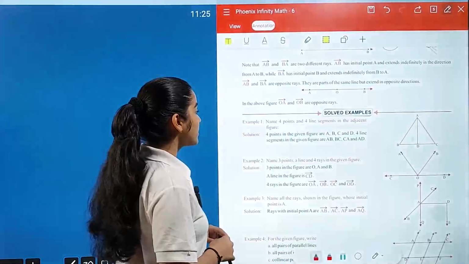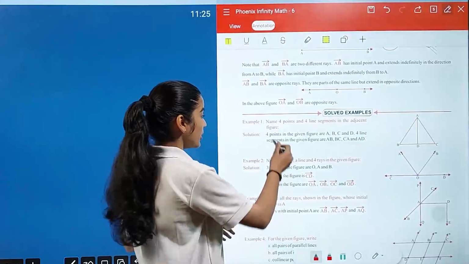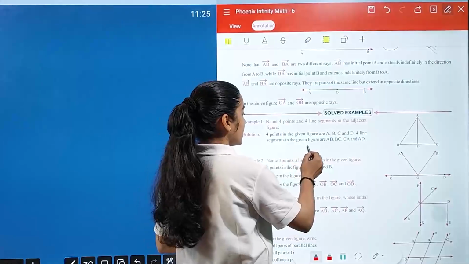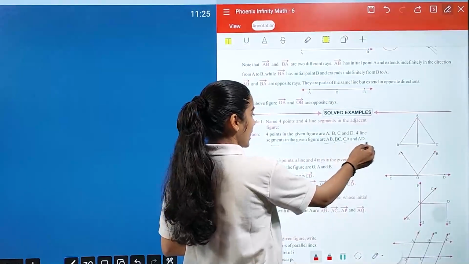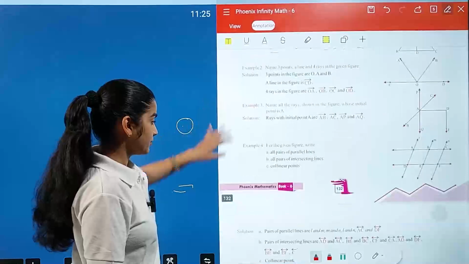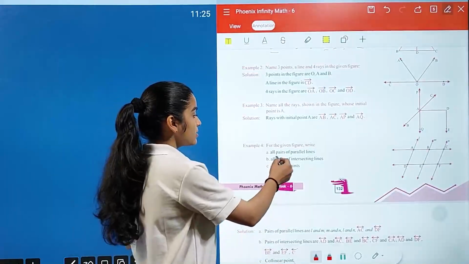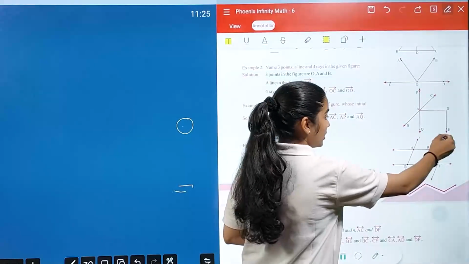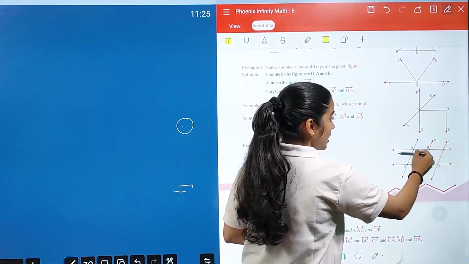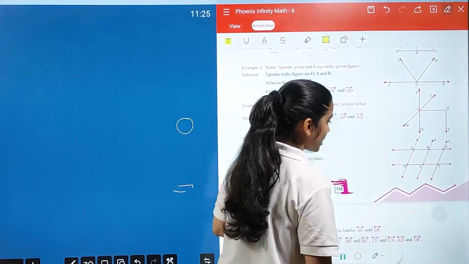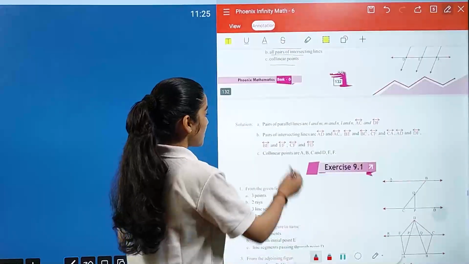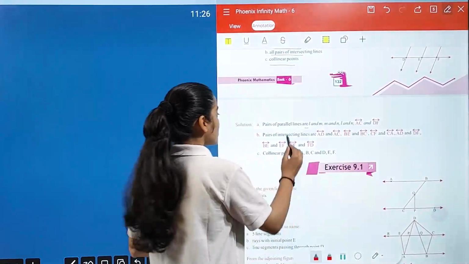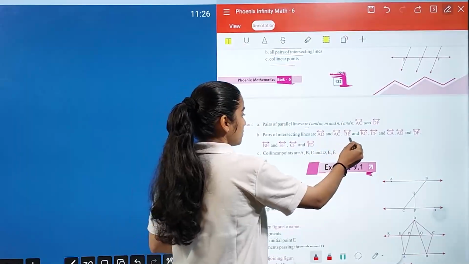Now name 4 points and 4 line segments in the adjacent figure. So the 4 points in the given figure are A, B, C, D, and the line segments are AB, BC, CA, and AD. Now for the given figure, write all pairs of parallel lines, all pairs of intersecting lines, and collinear points. So L is parallel to M is parallel to N. Pairs of parallel lines are L, M; M, N; and L, N. And pairs of intersecting lines are AD, AC, BE, BC, CF.